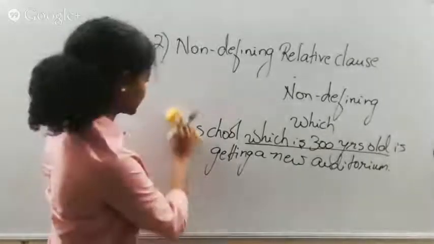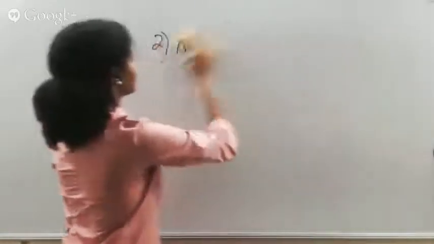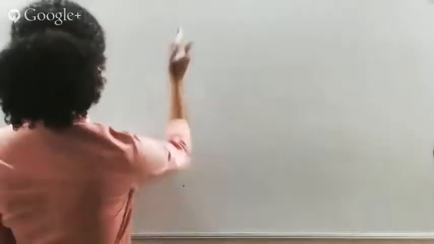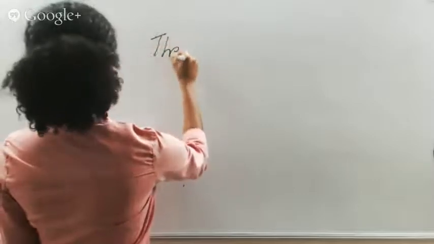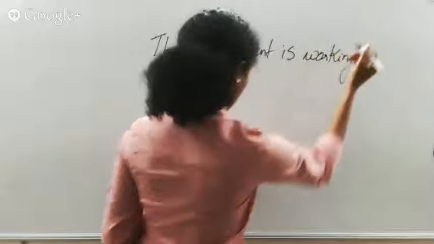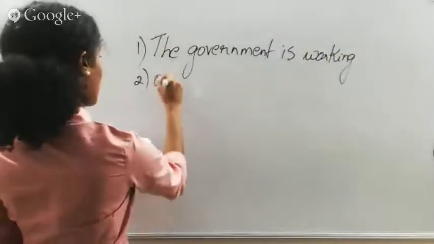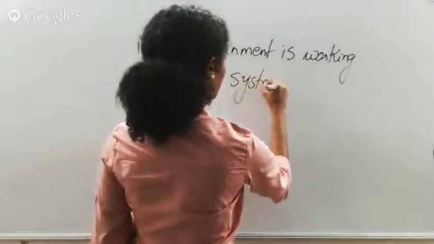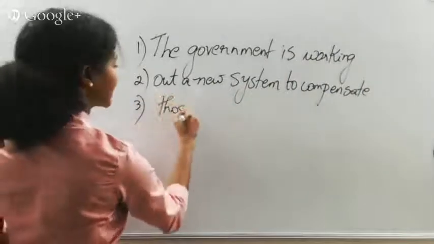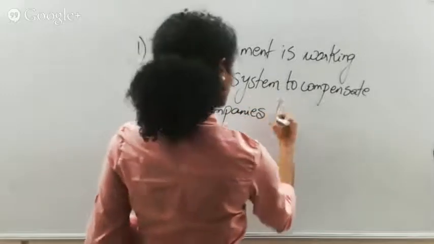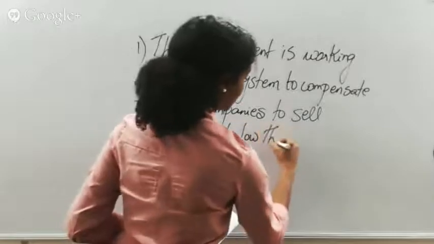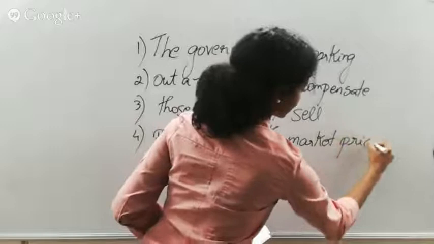Yeah, let's get our first example. The government is working, okay, part one, part two, out a new system to compensate those companies to sell products below the market price. And then we have no error.